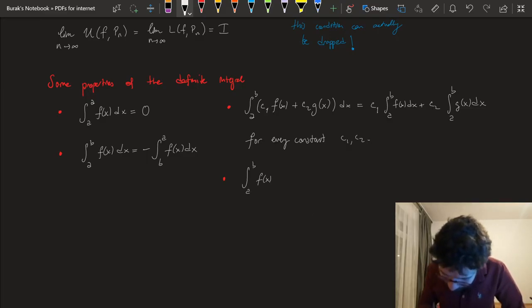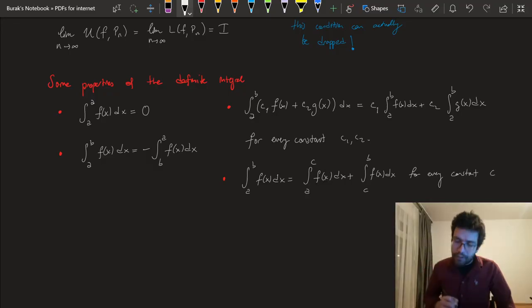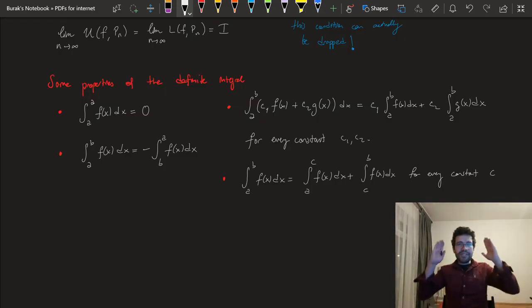The integral of f from a to b can be written as the integral of f from a to c plus the integral of f from c to b, for every constant c. Okay, so you can split a definite integral like this. Instead of integrating from a to b, you first integrate from a to c, then c to b.